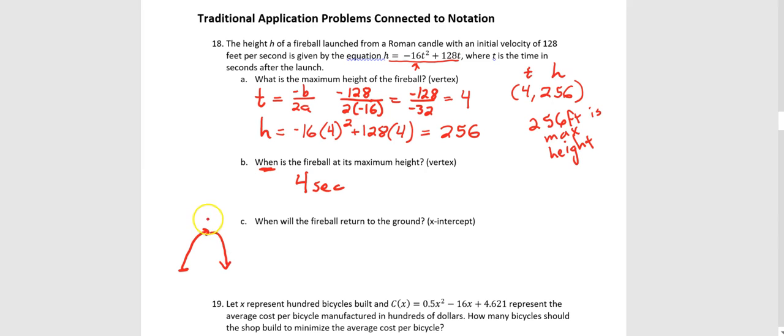When did it hit the maximum height? At 4 seconds. And we know parabolas are symmetric. So if from the time it was thrown to the time it was at its maximum height was 4 seconds, how much more time will it take to fall down? 4 more seconds. So overall, it'll take 8 seconds to go from being launched to returning to the ground.